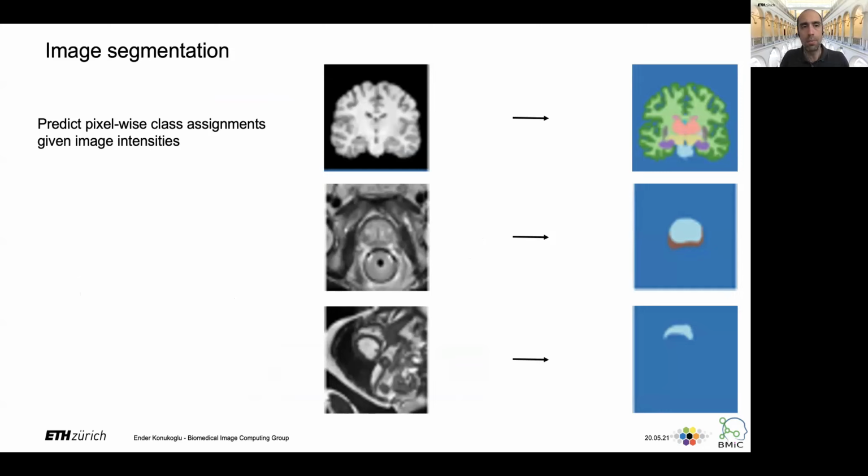The idea is you have these images and you want to be able to assign classes to each pixel based on the intensities. So given an image like this, you want to be able to get the segmentations, either certain areas or different structures. Here I show you brain MRI, prostate MRI, and cardiac MRI, with a lot of structures in the brain, the glands in the prostate, and several structures in the cardiac. Here I only show one of the ventricles.